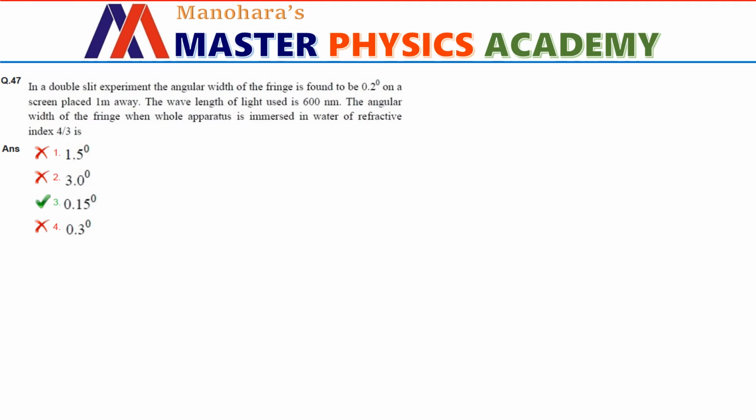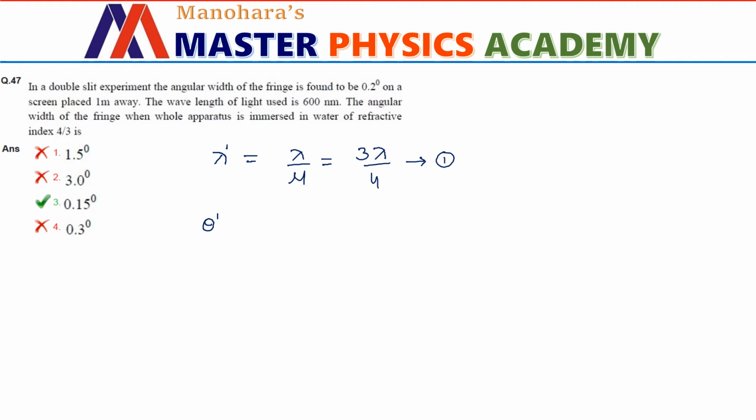When the complete apparatus of the double slit experiment is immersed in water, the wavelength changes according to the relation lambda dash equals lambda divided by mu, where lambda is the old wavelength when the apparatus was in air and mu represents the refractive index of water. So substituting the value of mu, we get lambda dash equals 3 lambda by 4. Now we need to find the new angular width of the fringe. Let me call that theta dash.